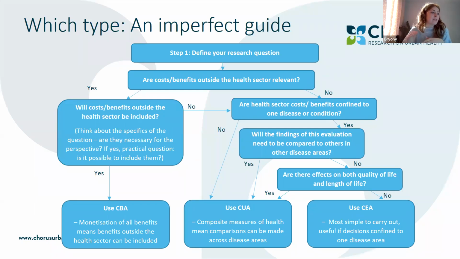And it also allows us to compare our findings to other evaluations in other disease areas. And that can be important from a policy perspective. For example, if policymakers have to compare the merits of two different programmes in different disease areas, but can only fund one, although our evaluation might only be in one disease area, it's sometimes useful to be able to compare the results to a different study as well.